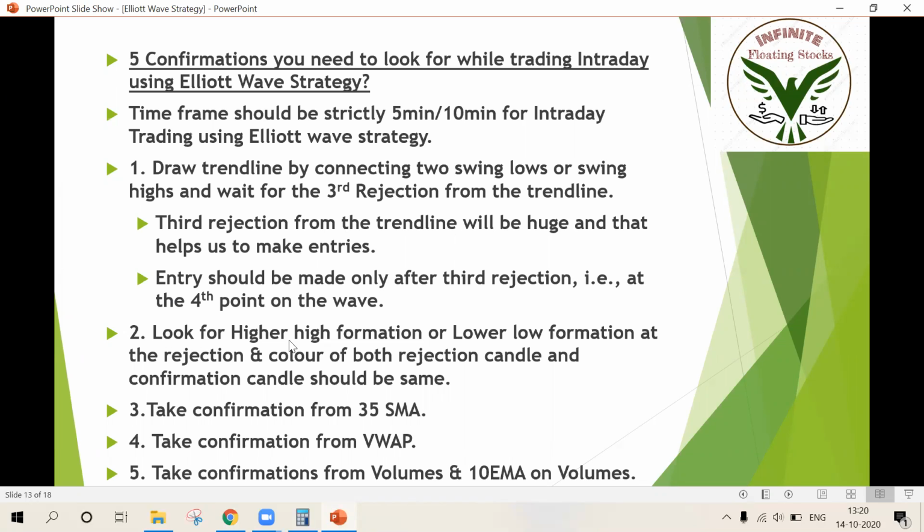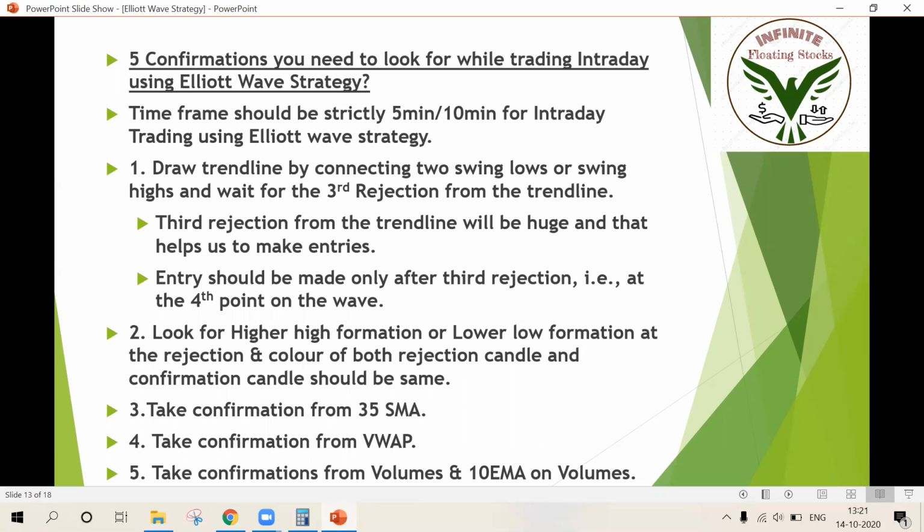Okay, and this is the second confirmation: look for higher high formation or lower low formation at the rejection, and the color of both the rejection candle and the confirmation candle should be the same. Third confirmation is the 35 moving average, fourth confirmation is VWAP, which is optional, and fifth confirmation is volumes and moving average on volume.